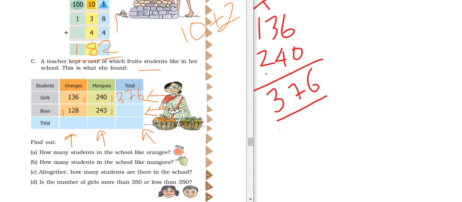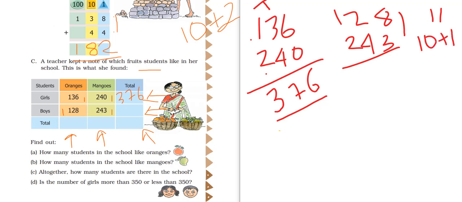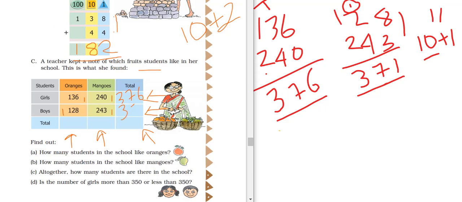376. Next, let's count the total number of boys. 128 and 243. So let's add up the ones first. 8 ones and 3 ones is 11 ones, which is 10 and 1 one. Let's put the 1 down here and carry the 10 to the tens column as a carry forward. 1 plus 2 is 3, 3 plus 4 is 7. You have 7 tens and you have 2 plus 1, 3 hundreds. 371 boys. Okay.